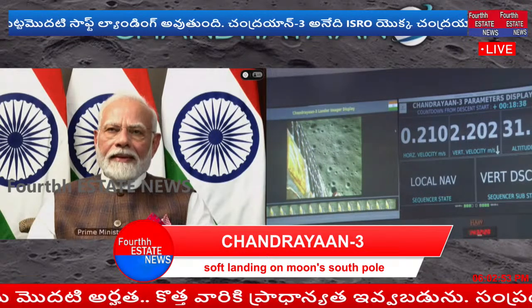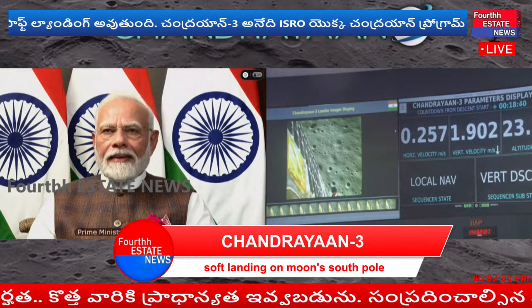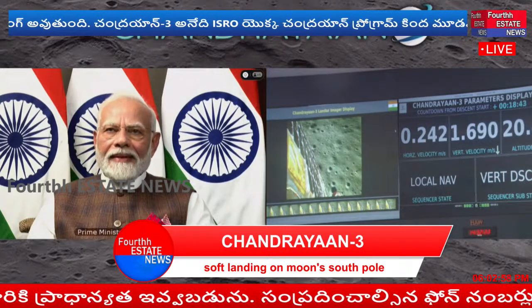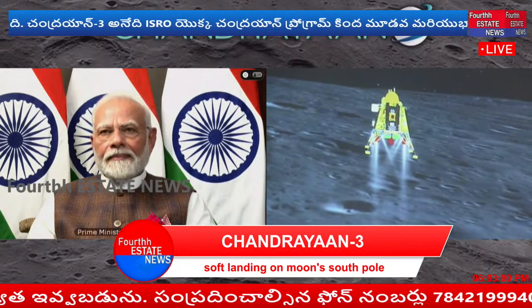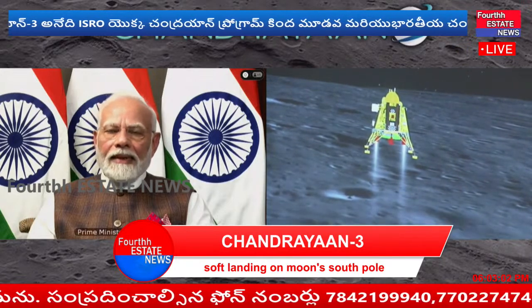We can see the Honorable Prime Minister, Shri Narendra Modi ji, who is here to encourage us, and he is critically looking at the visuals.